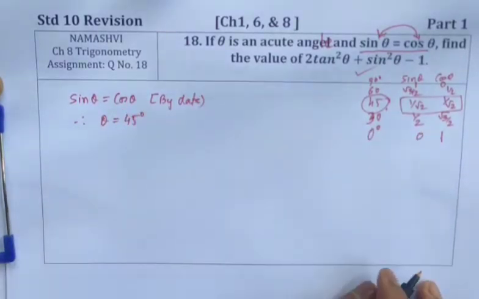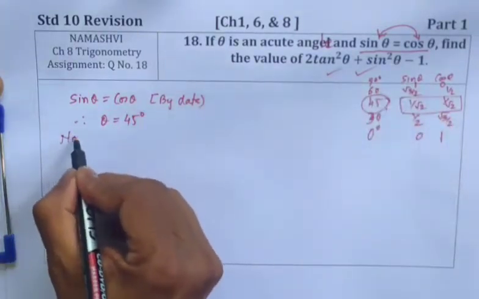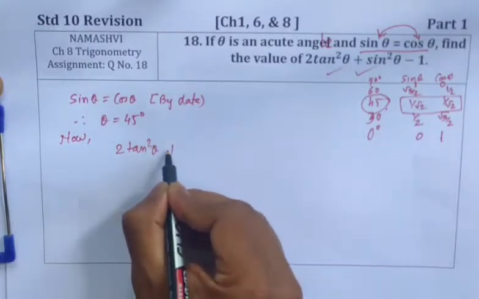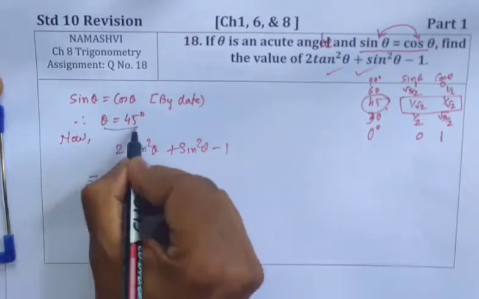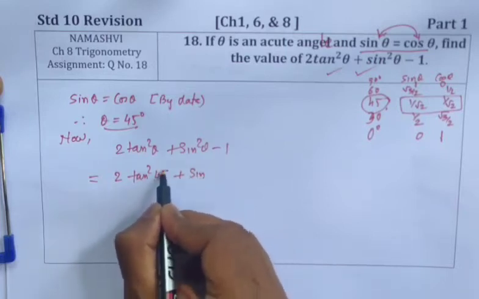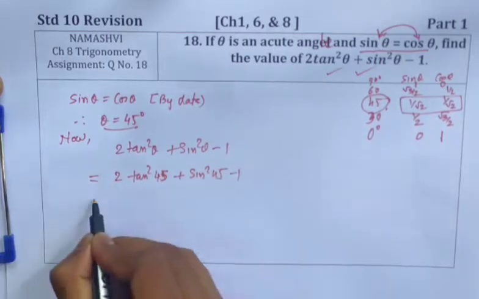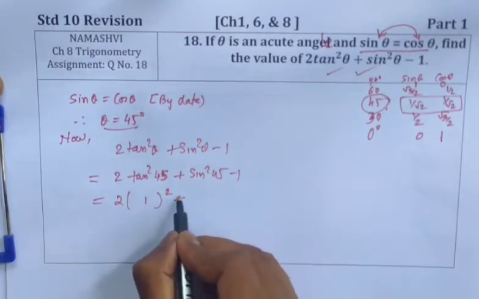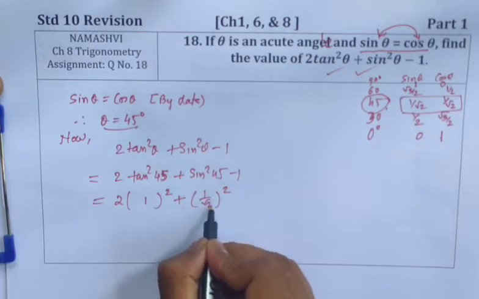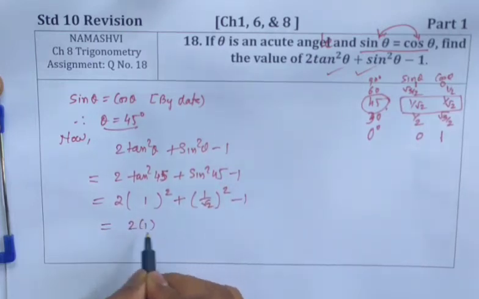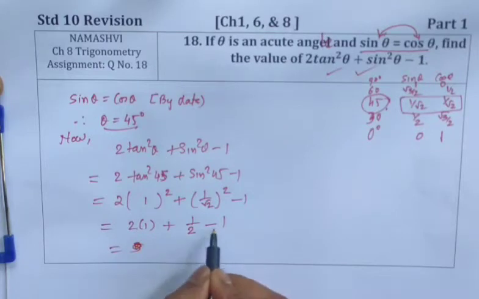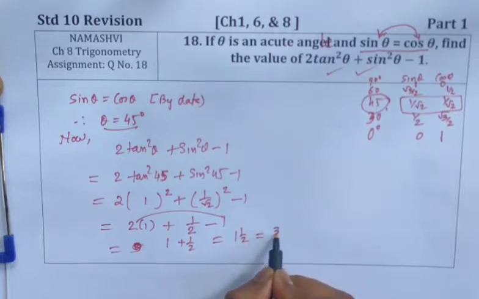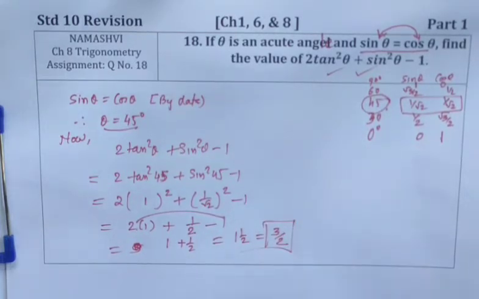For theta 45, cos theta equals sin theta. Now find this. Now 2 cos squared theta plus sin squared theta minus 1 is equal to 2 cos squared 45, because we know theta is 45 now, plus sin squared 45 minus 1. 2 into, now cos 45 is 1 over root 2, plus sin 45 is 1 over root 2, squared, minus 1. 2 into 1 upon 2 minus 1 plus half. That is 1 and a half, that is 3 by 2. So the value is 3 by 2.